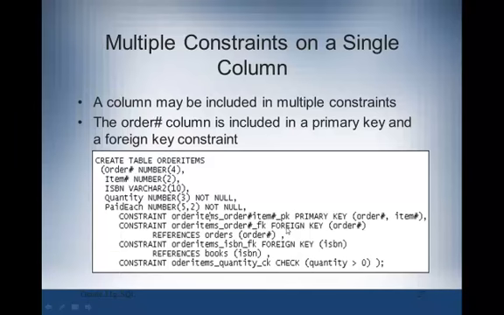So, a foreign key constraint is created for the order number field, but the order number is also used in the primary key field. Okay, the primary key field includes both the order number and the item number.